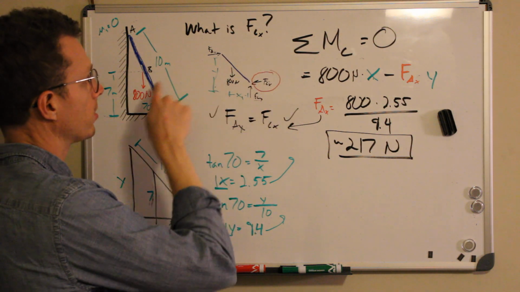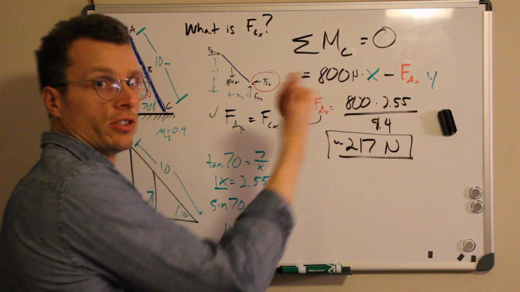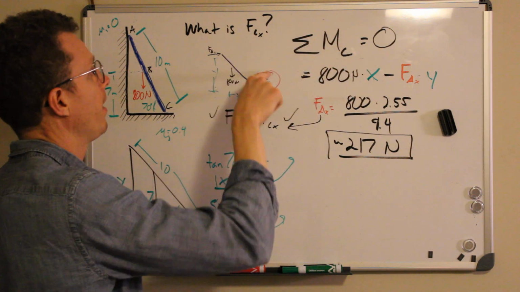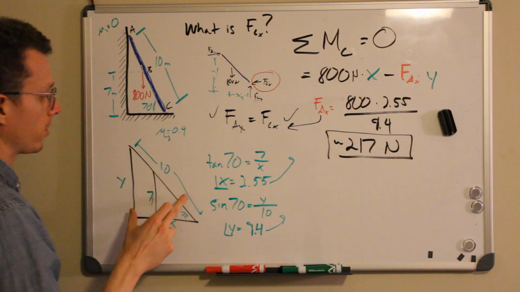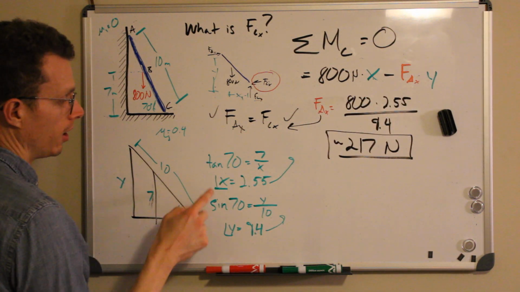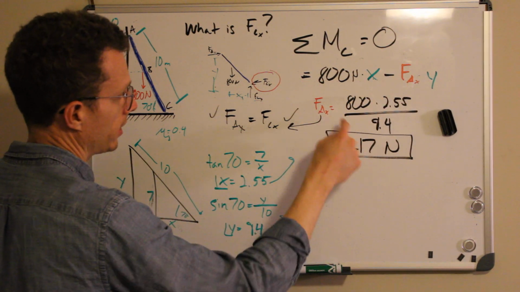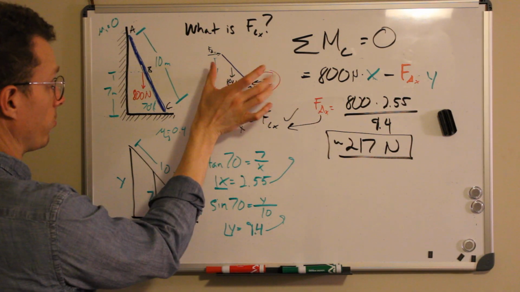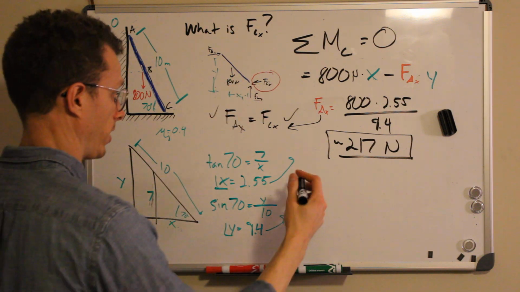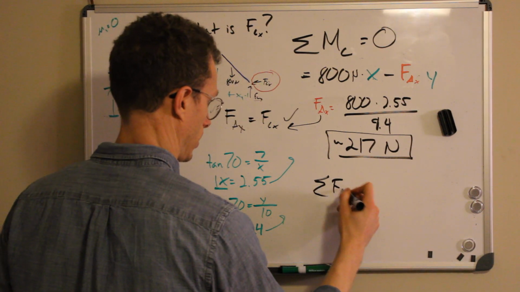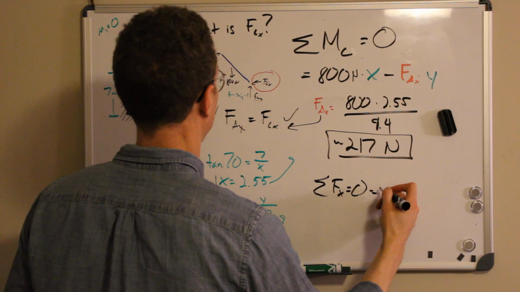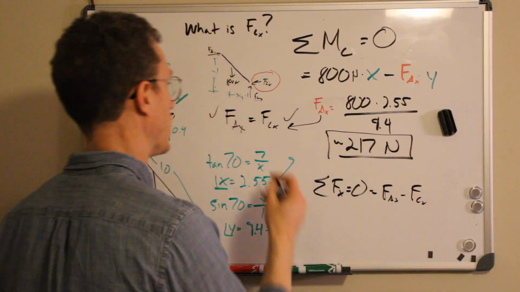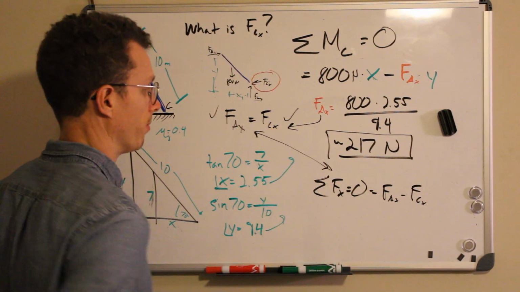And then we said, all right, how do I solve for F of C of X? 800 newtons times my x, minus F of A of X, right hand rule negative moment, times my y. And then we solved for x and y with a little trigonometry. Boom, boom. Sub those in, get F of A of X. F of A of X equals F of C of X, because we've only got two forces in the x direction, right? You could technically write this as sum of the forces in the x direction equals 0, equal F of A of X minus F of C of X, right? But that's basically this. These are the same.